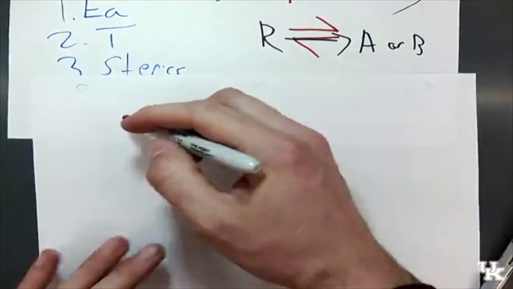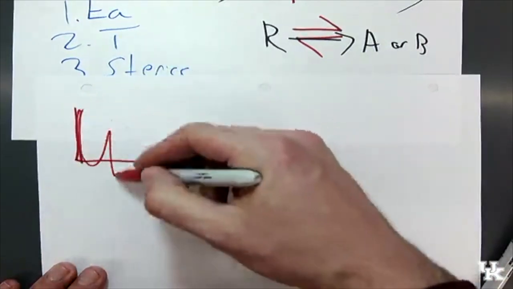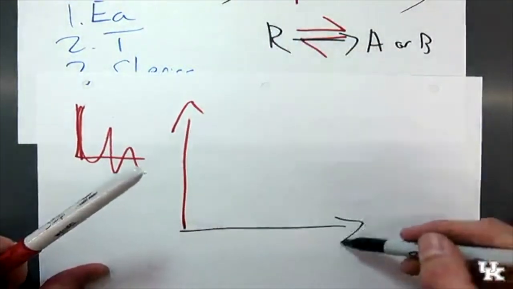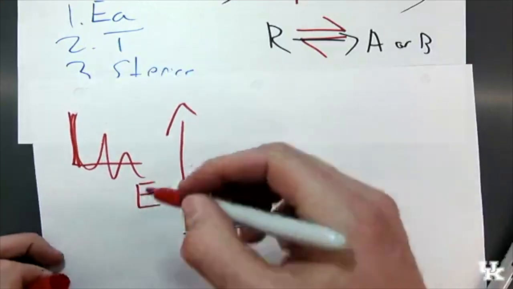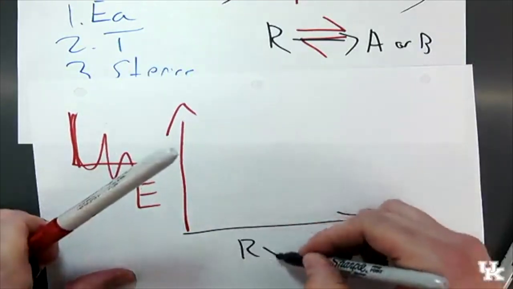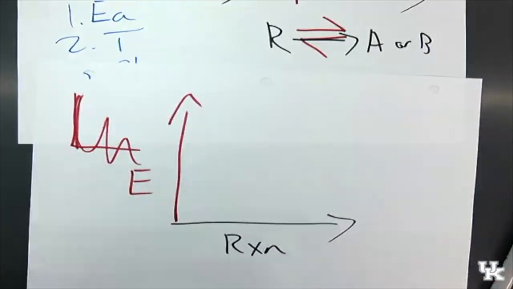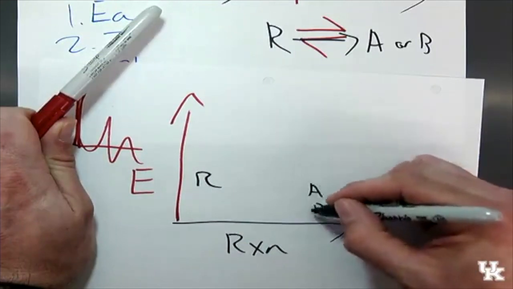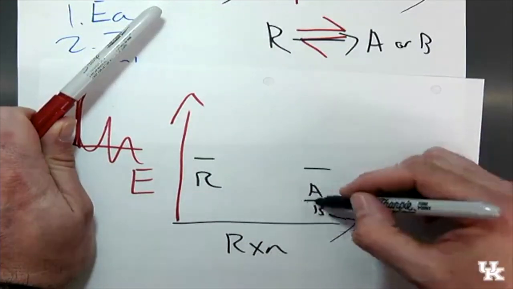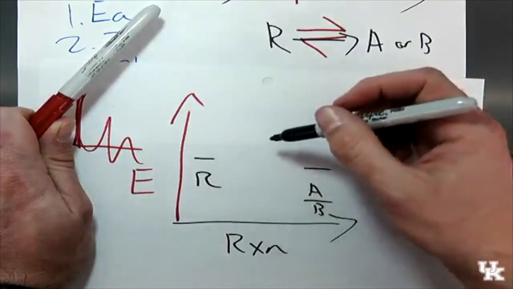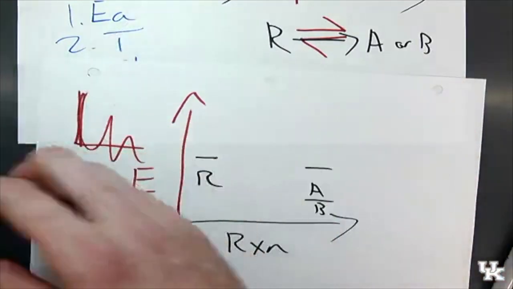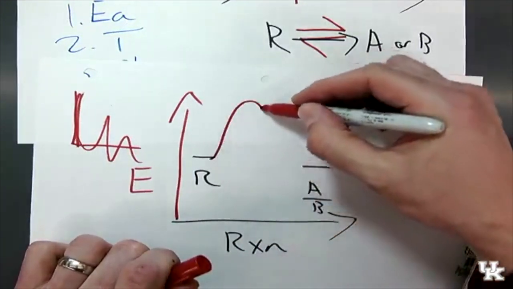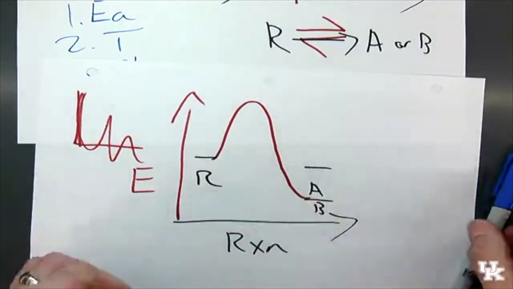So we'll draw another guy here. Oh, that's not what I want. There we go. Draw that in our reaction progress. So remember, always E is increasing and reaction progress is always advancing. So now if we have R going to A and B, here's R, A and B, we know that we have two different activation energies. I'm going to make B red again, and I'll leave A blue.